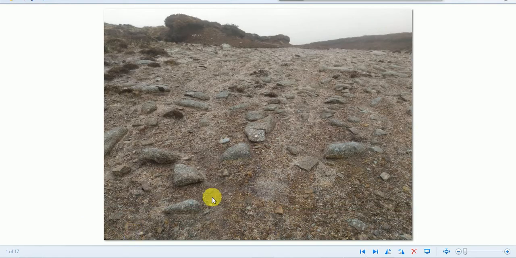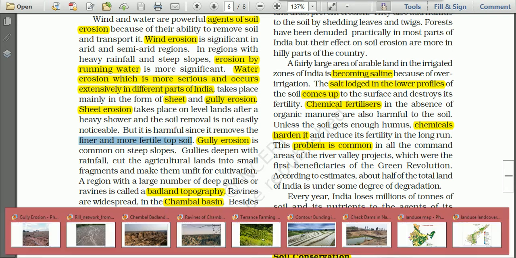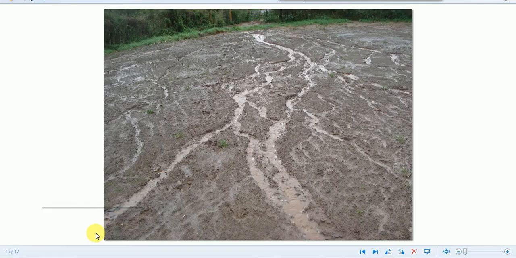Here, this is an example of sheet erosion. Here the soil cover is totally removed by the rainwater. So this is an example of sheet erosion. And we have one more. Actually, this is also a kind of sheet erosion with rills. Okay, here you may be seeing rills. So these are the rills, and the whole surface is also removed by the running water. And this is also an example of sheet erosion.